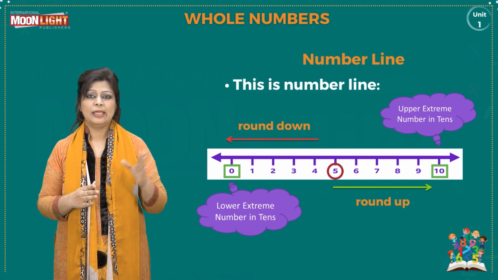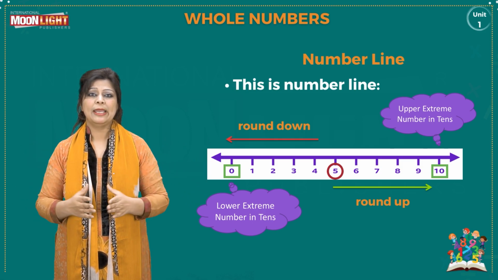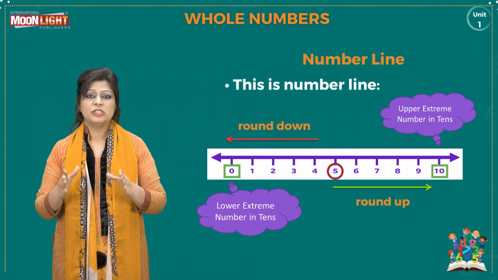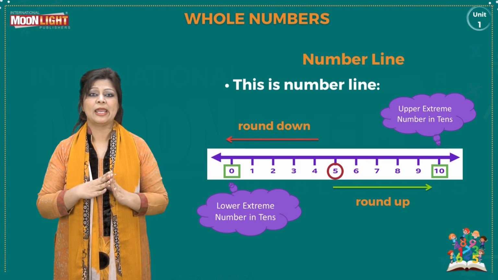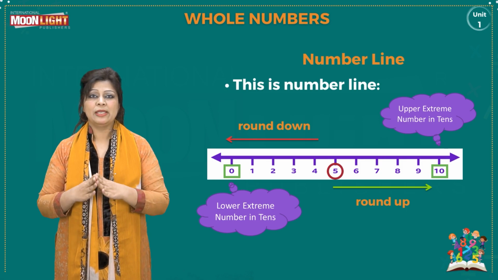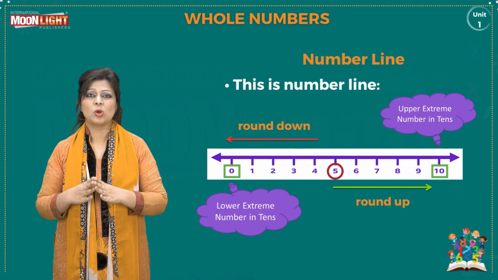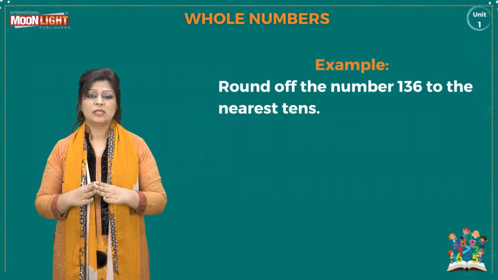Check the number line. You can see and note the rules by understanding these arrows marked here. We check the lower and upper extreme of the number in tens and write these on the left and right side of the number line. The lower extreme is to the left side and the upper extreme is always to the right hand side. For example, this is a question.